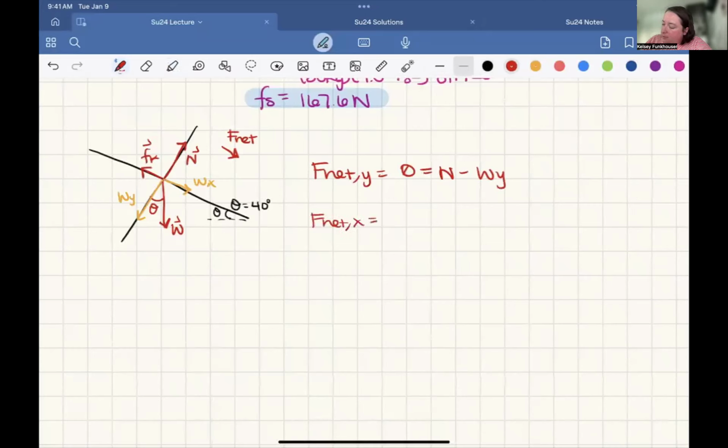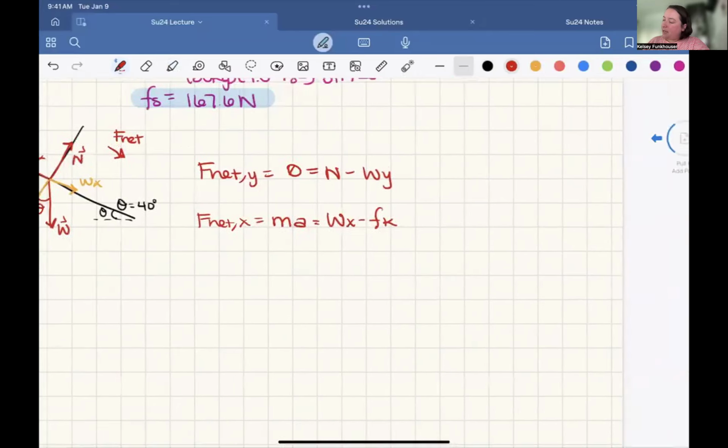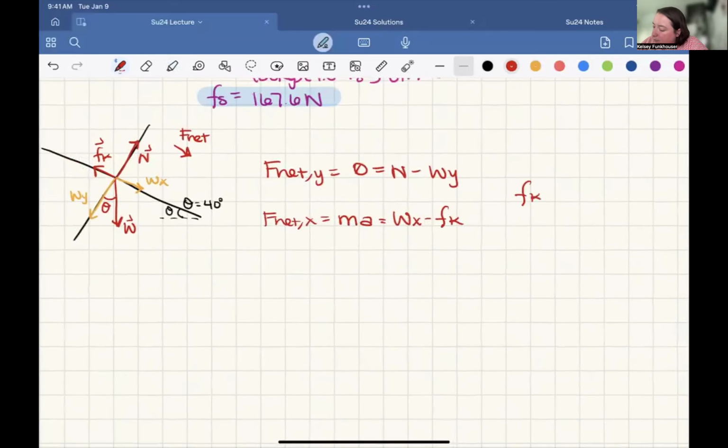F net x equals, so this is not 0, it's mass times the acceleration that we're trying to find, and then the x component of the weight minus the kinetic friction force. Okay, and we just learned that the kinetic friction force is equal to the coefficient of kinetic friction times the normal force. So before we can solve for this acceleration, we should get a proper equation for the kinetic friction force. I'm sorry, I keep saying coefficient.